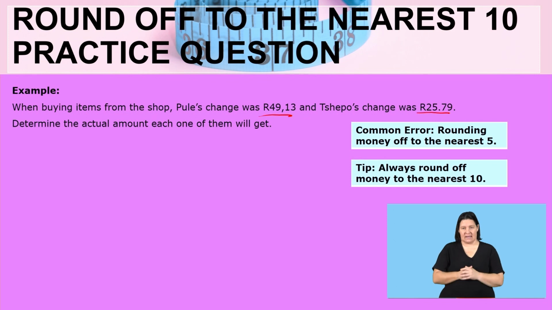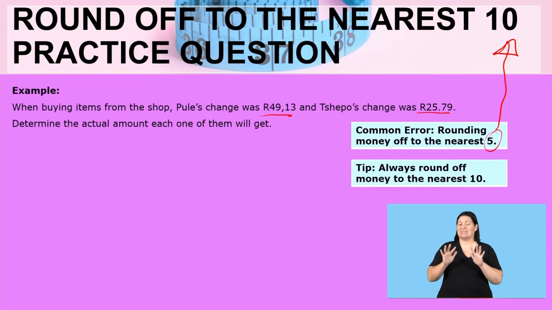So what are the common errors that you are making? Basically, when you are doing calculations with rounding off to the nearest 10, you round it off as if you are rounding to the nearest 5. And because there's no more 5 cents as the minimum currency in South Africa, take note that we always round off to the nearest 10. So now let us see. Number 1, let us look at what Pule will get.